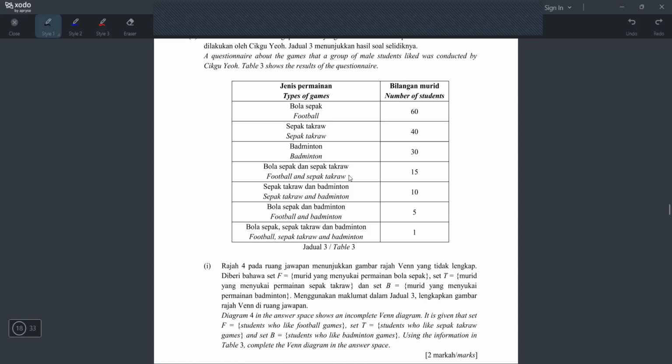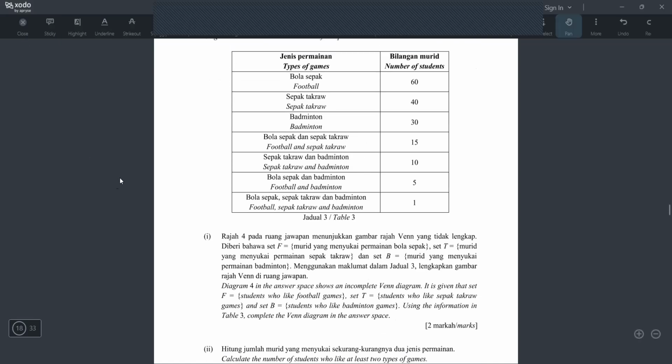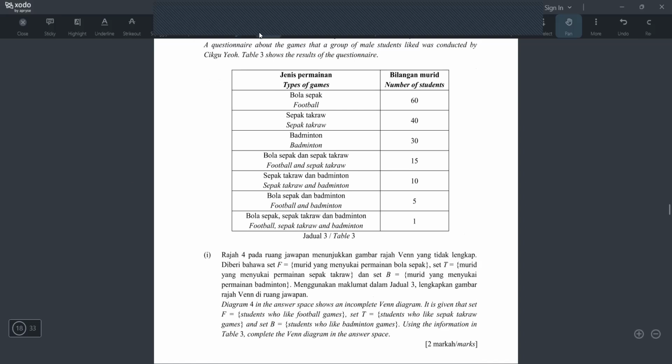You have to take note here. They never put the word only here. Why do I say that? Because the word only is very important. I will explain later, don't worry. Let's read the one below here.